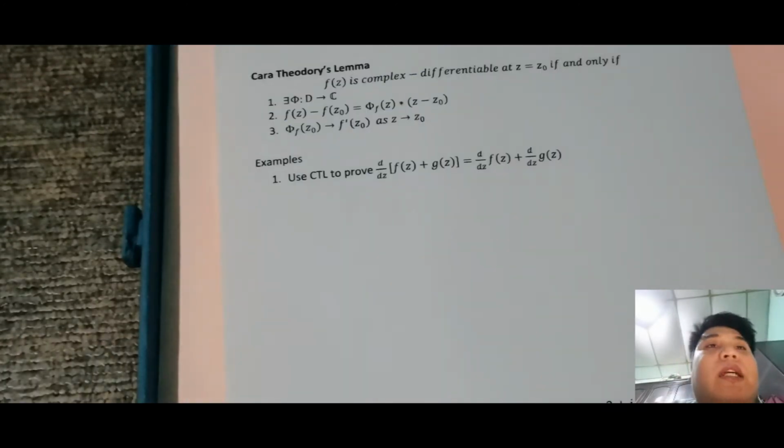Okay, so ito si Caratheodory's Lemma. So hindi ko to na-discuss sa advanced calculus since inabot ng pandemic. So dito ko siya madi-discuss talaga totally. Okay, so f of z is complex differentiable at z is equal to z naught if and only if, note if and only if yan. Okay, so ulit, complex differentiable siya if it satisfies the following.